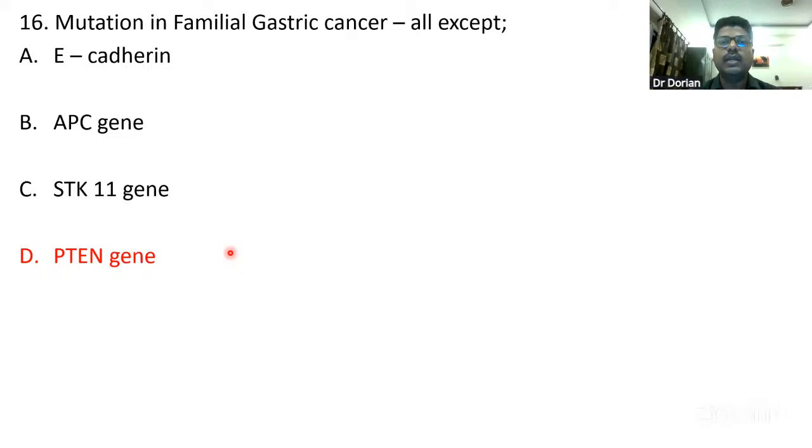So earlier in your UG days, you would have learned that the suppressive dose is 300 micrograms. The current concept is that any dose which is able to keep the TSH at this level is called a suppressive dose. Is that question clear?